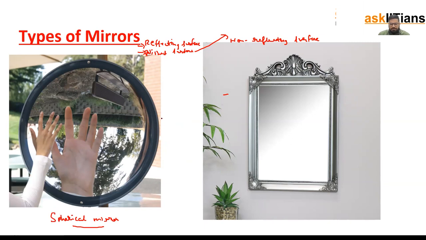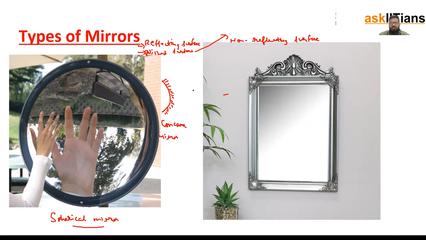Now see. Suppose this is the mirror. This is the way of showing a polished surface, that the back portion is the polished surface and the front portion is the reflecting surface. So the mirrors in which the reflecting surface is curved inwards are known as concave mirrors.